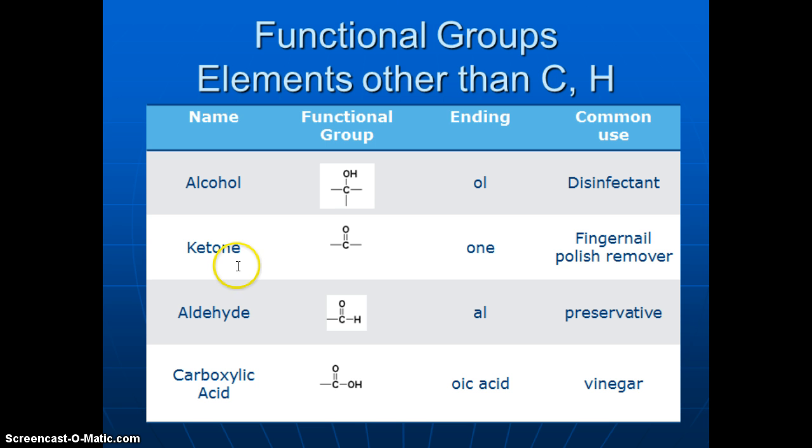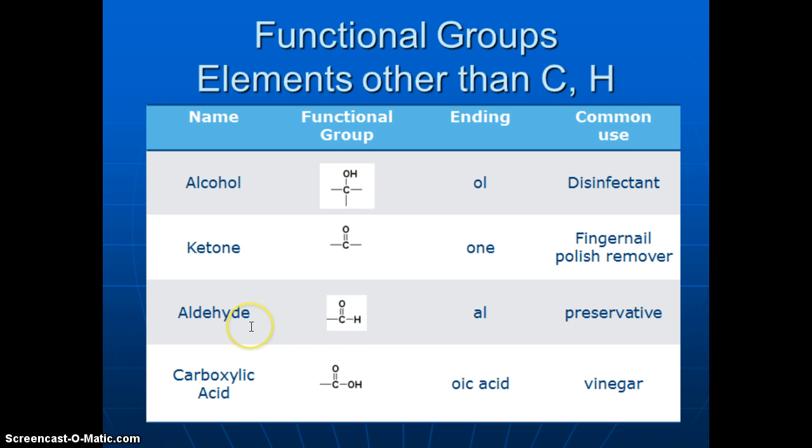Ketones, what's special about them? Somewhere in the molecule they have a C double bonded to an oxygen. This is called a carbonyl group, and if you have a carbonyl group in the molecule, it's a ketone as long as the carbonyl is somewhere in the middle of the molecule. And the ending is ONE. And you may know one common ketone, and that's fingernail polish remover. They are good solvents.